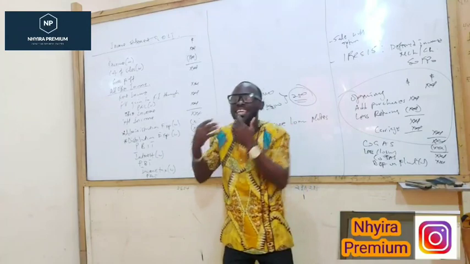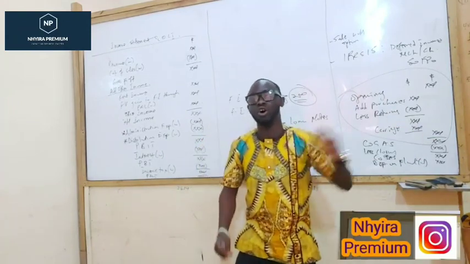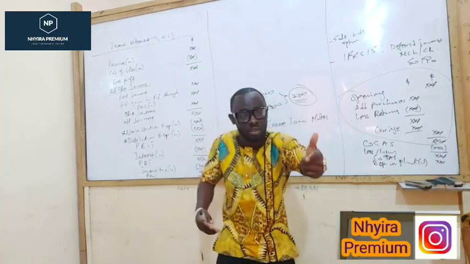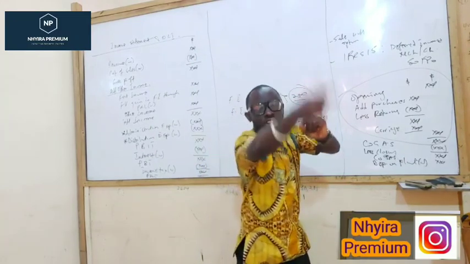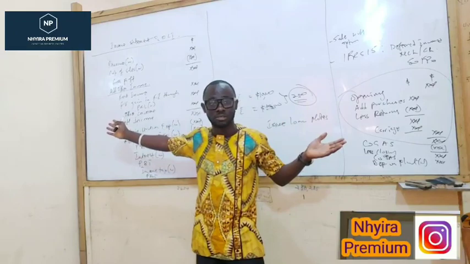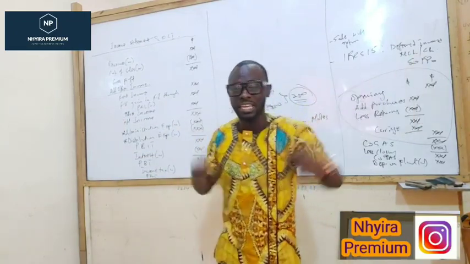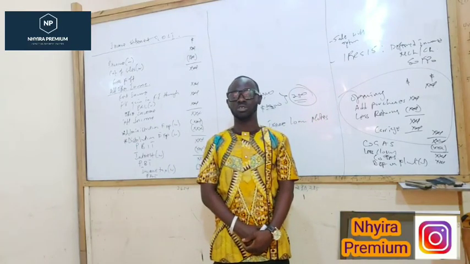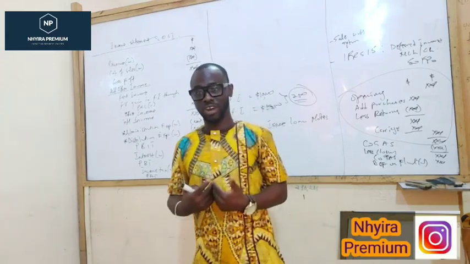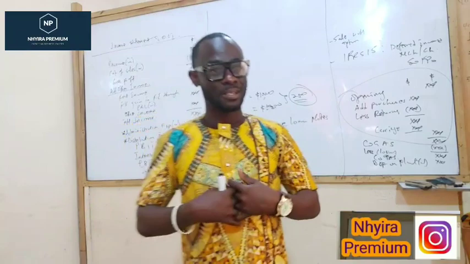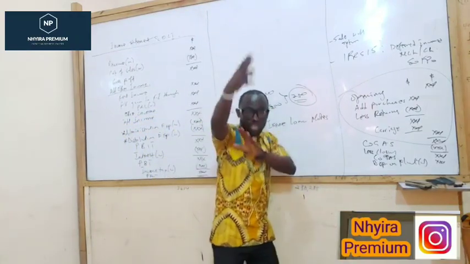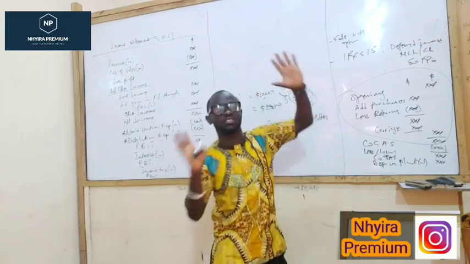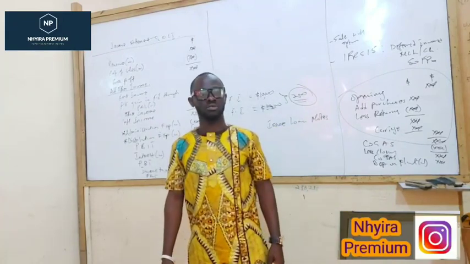So the entity can decide either to carry it through P&L or through OCI. If it is carrying it through P&L, meaning it is for trading purposes, for short-term reasons, the transaction cost they incur will be written off in the income statement. But if they are carrying it through OCI, then the transaction cost will be added to the financial instrument in the books of the company. It's part of the long-term strategy, so the transaction cost cannot be written off. Rather, it will be added to the investment in our books.